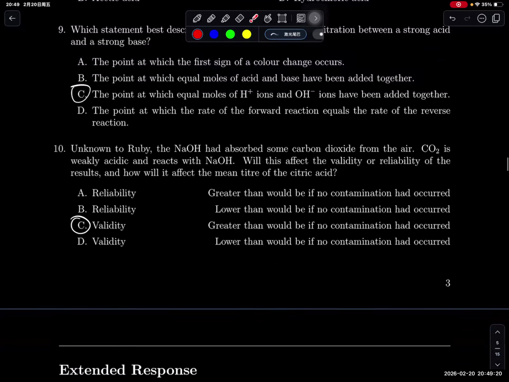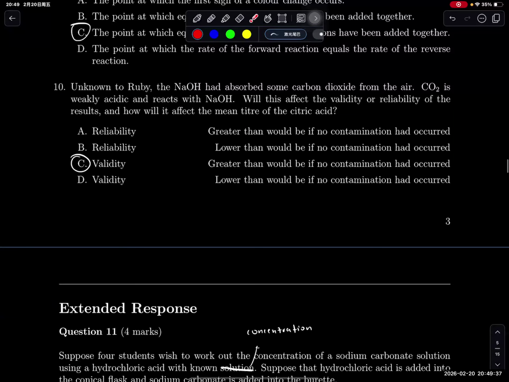Question 10. For Ruby, sodium hydroxide was actually contaminated, and she was using it as a primary standard, which would cause the experiment to be invalid because the primary standard isn't a standard solution anymore. Because of that, contamination would yield a greater mean titre value, because you would actually need to put in more volume since the sodium hydroxide has been contaminated.